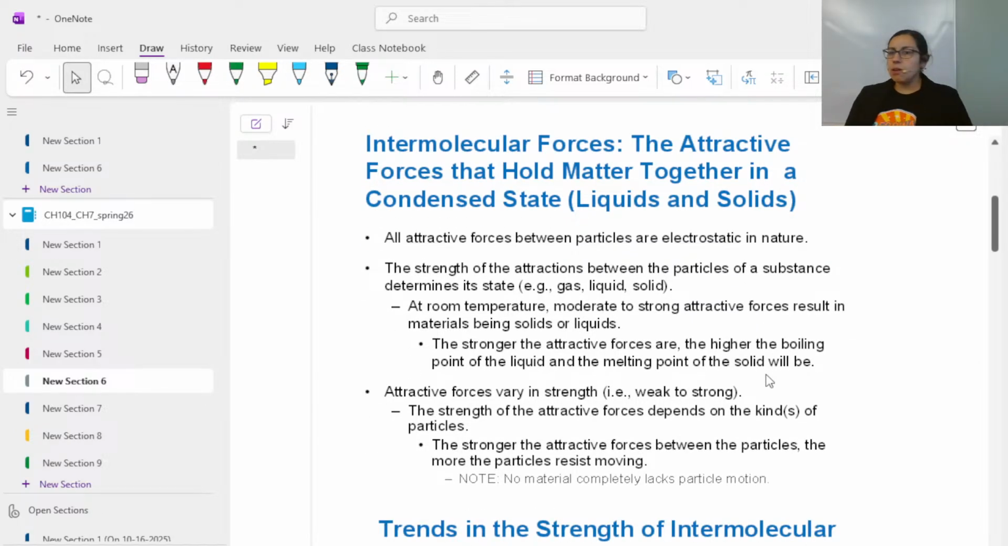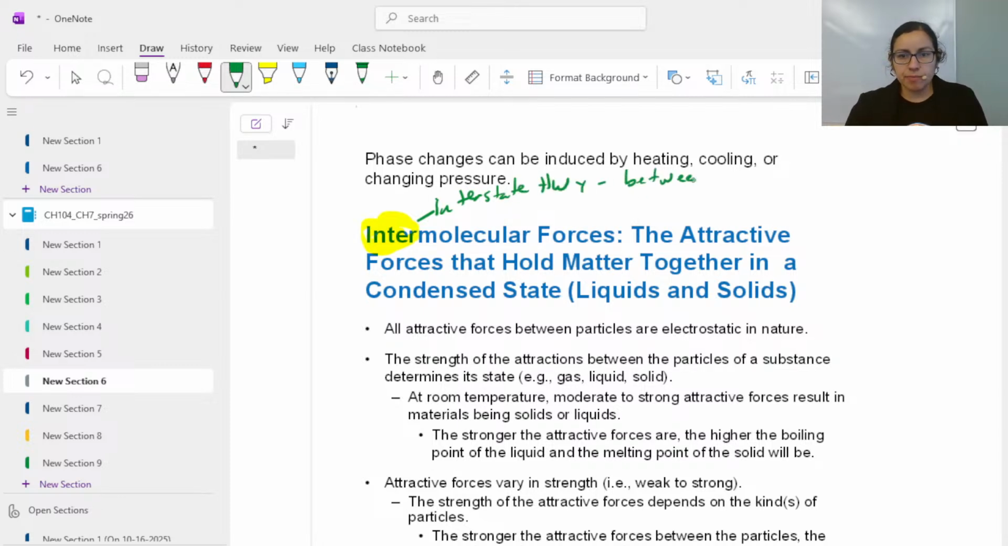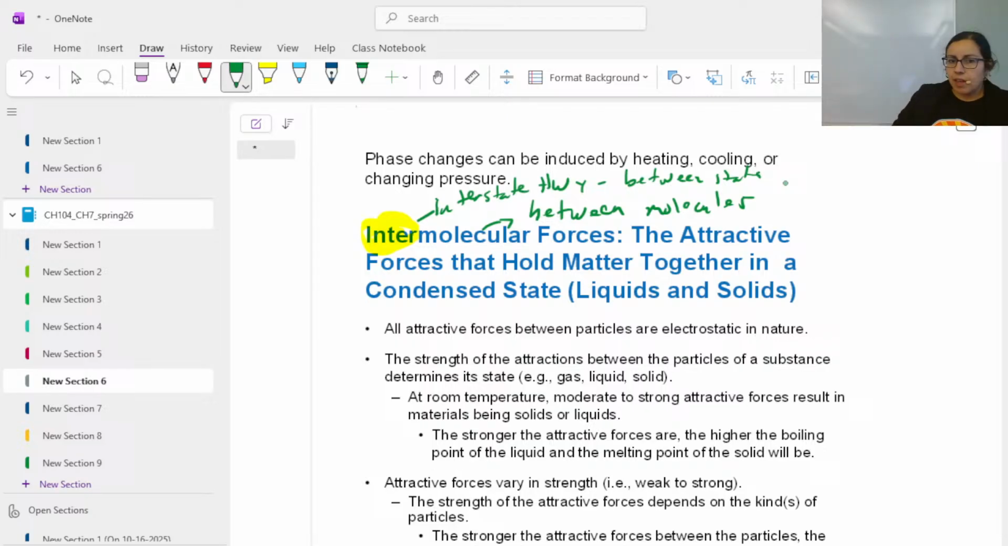All right, so now let's look at what intermolecular forces are. We were ignoring them the whole time. Again, I'm going to emphasize this inter, kind of like your interstate highway. An interstate highway is between states, just like your intermolecular forces are between molecules. They're what holds separate molecules together, and this is what gives us our states of matter, whether something is a solid, liquid, or gas.